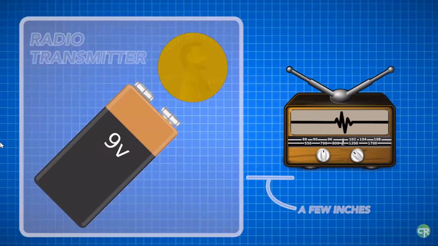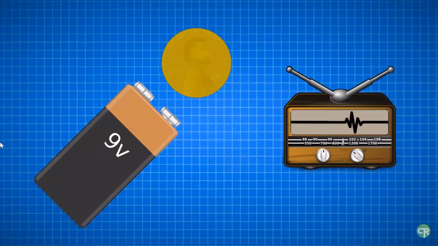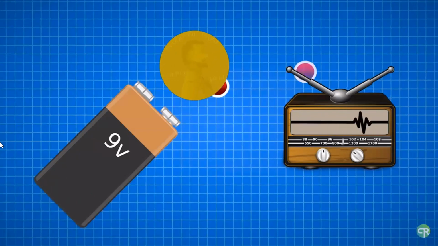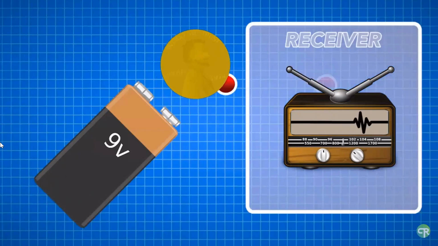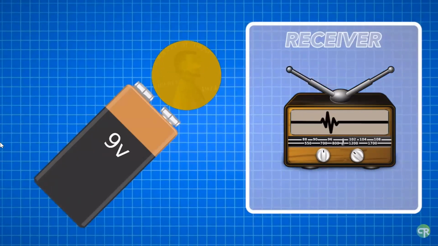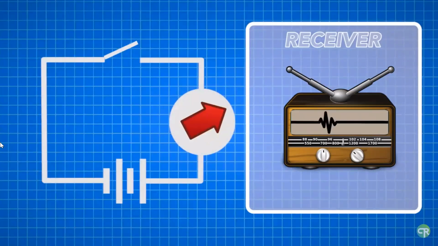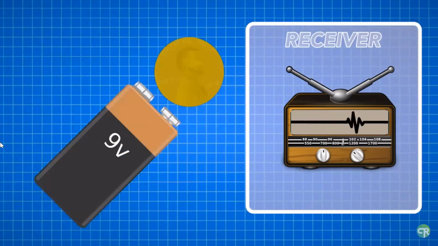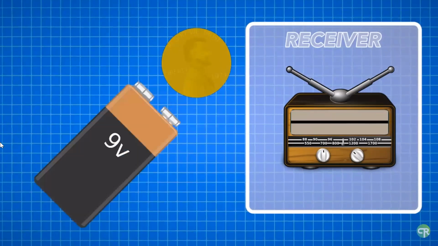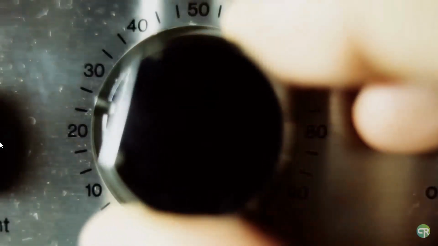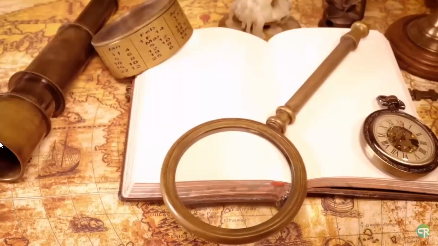What you're doing in this process is exciting electrons on the transmitter side, the battery and the coin, which then is received as a signal on the receiving side, the AM radio, and turned back into an audio output. What you're doing is completing a circuit between the battery terminals, which creates an electromagnetic force, which can be detected by the receiver in the AM radio. In order to understand radios in more detail than what we've just discussed, we need to take a little trip through history.